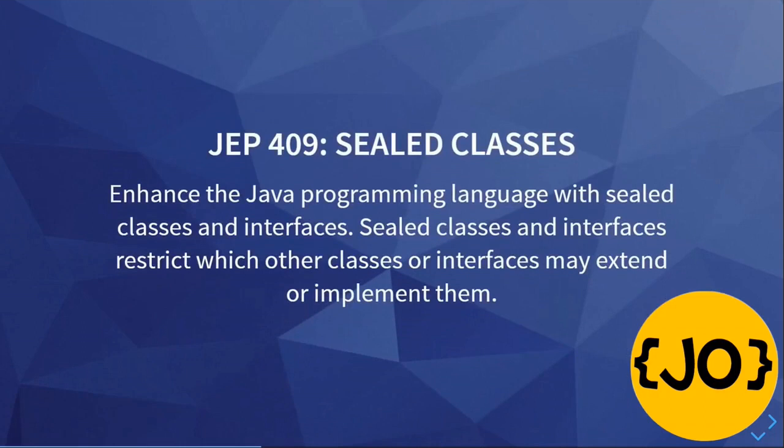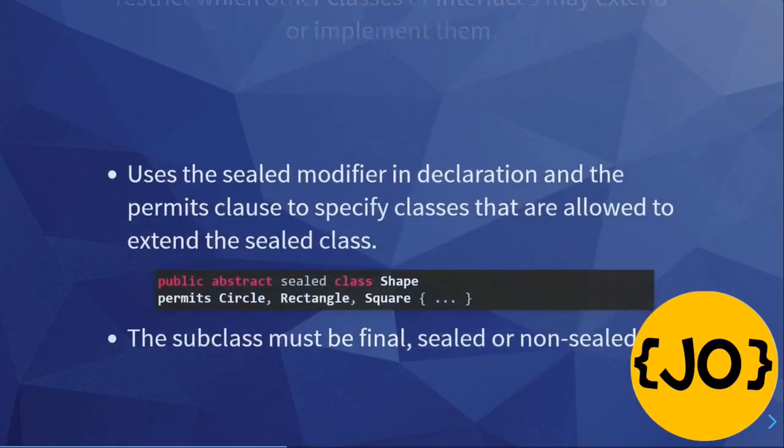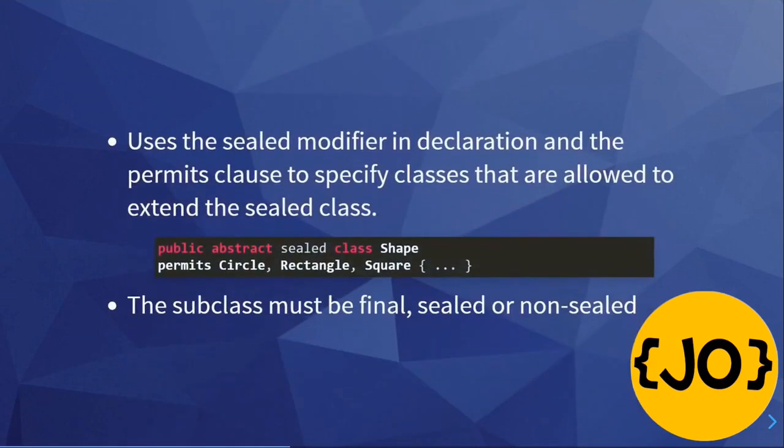Then we have JEP 409, which adds sealed classes. Sealed classes and interfaces restrict which other classes may extend or implement them. You use the sealed modifier in the declaration of the class and then have your permits clause to specify which classes are allowed to extend the sealed class. These subclasses must be final, sealed or non-sealed. Non-sealed is a new keyword which you use when you specifically do want to extend one of these subclasses of a sealed class.